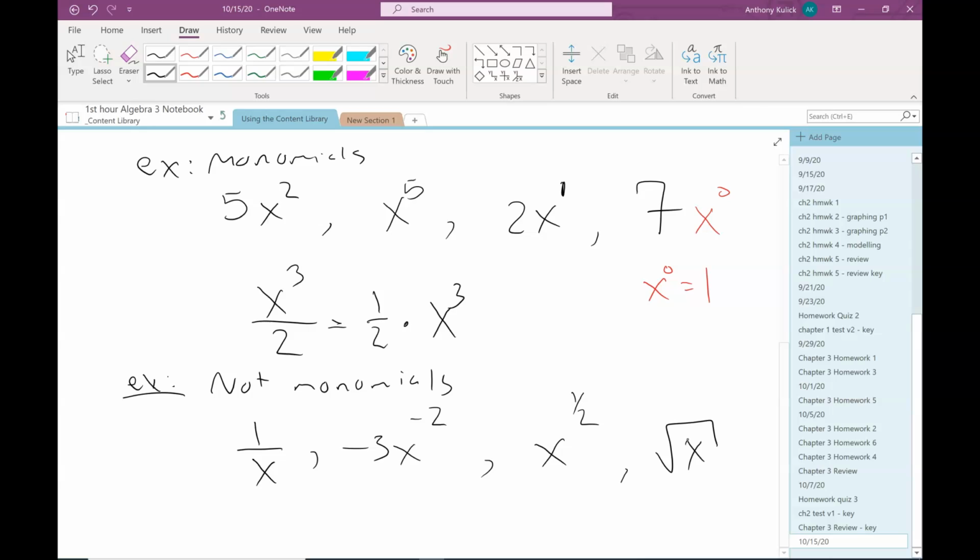Square root of x, again, not a monomial. Piece that you probably don't know yet, we'll talk about more this year, is the square root of x is the same thing as x to the 1/2 power. There's no reason you would know that right now. We'll talk about that more this year, but that's a good reason as to why the square root of x is not making it a monomial.